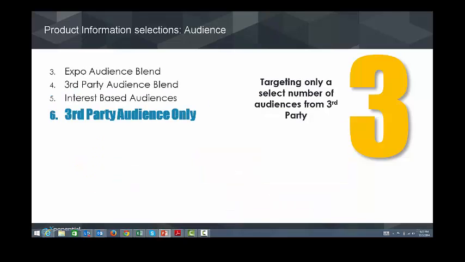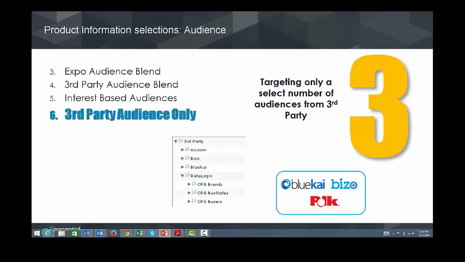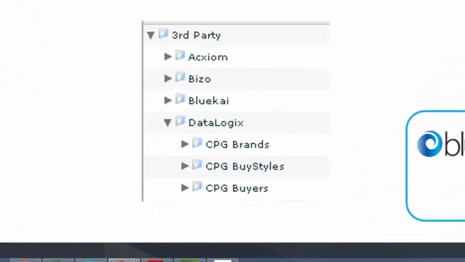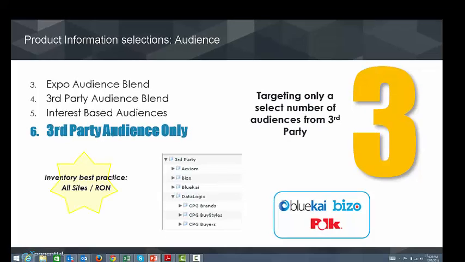Third-party audiences only is exactly that. We only target users who have attributes as defined by a third-party vendor. Scale can be very limited in this branding solution, and it's not an option for all business units in all countries. An example is a US Chex snack mix campaign that targeted only the Datalogic gluten-free audience. Inventory best practice is again all sites.